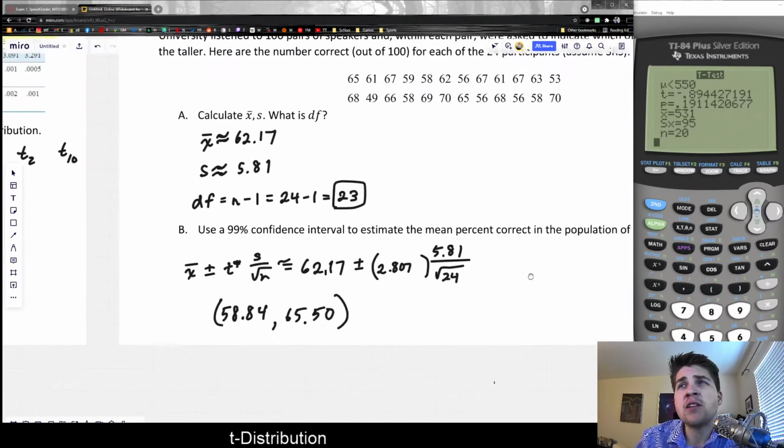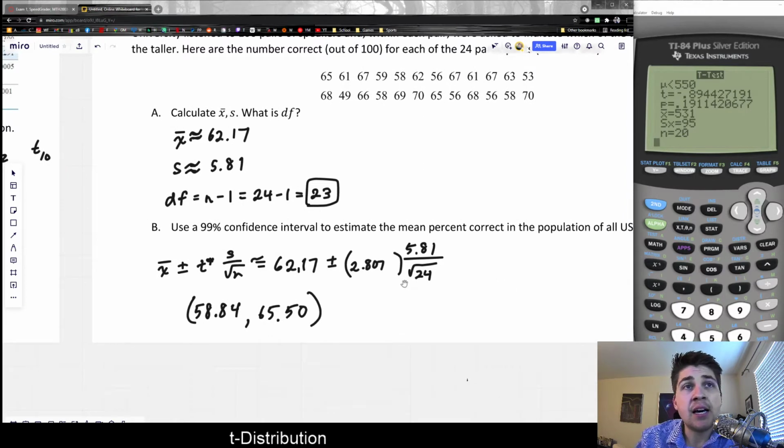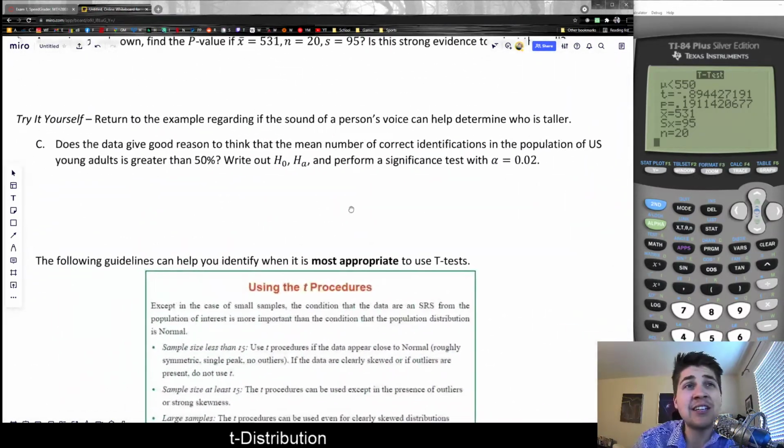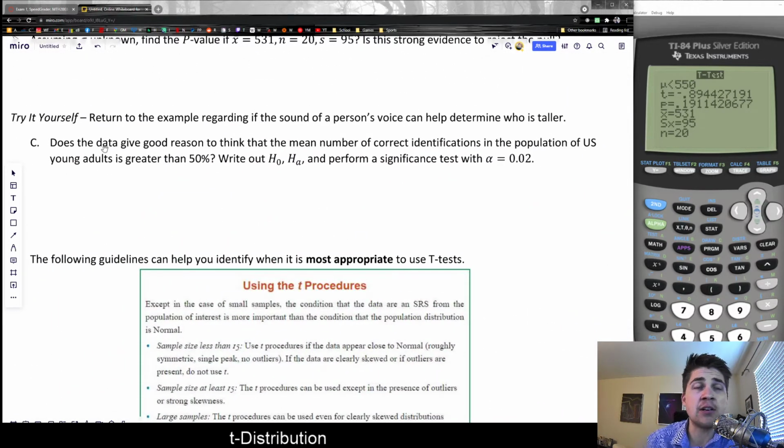Our final conclusion was that we were 99% confident that the true average of the percentage someone would score correctly was somewhere between 58 and 65% correct in terms of identifying who's taller just based on the sound of their voice. We could do the same sort of deal for a confidence interval. So let's look at letter C. It says, does the data give good reason to think that the mean number of correct identifications in the population is greater than 50%? As I discussed at the end of the previous video, yes, it does, because we're 99% certain that it's somewhere between 58 and 65%.